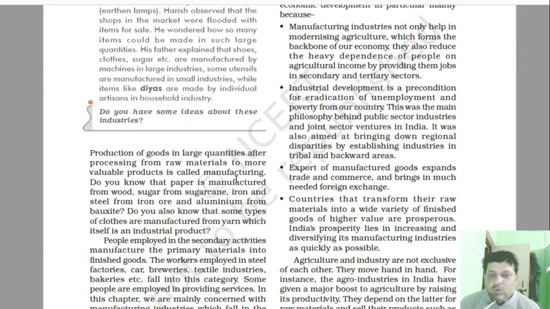Third one is exports of manufactured goods expand trade and commerce and bring in much needed foreign exchange. So the more industry prevails in your country, the more production there will be. Even if you have plentiful goods available in your country, more than your requirement, then what will be the result? You will try to export it. So the more you export manufactured goods, the more foreign currency, foreign exchange, you will have.